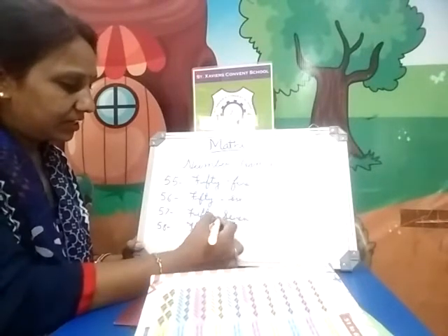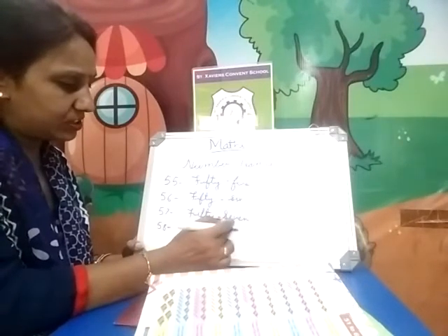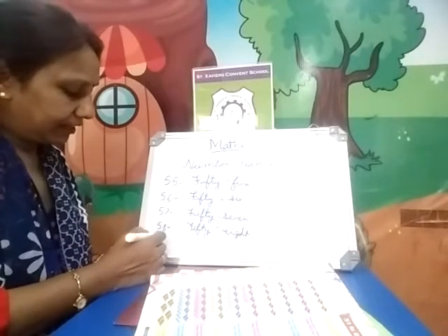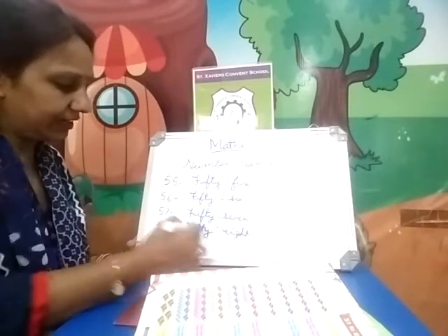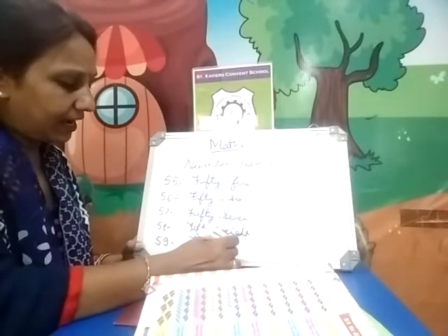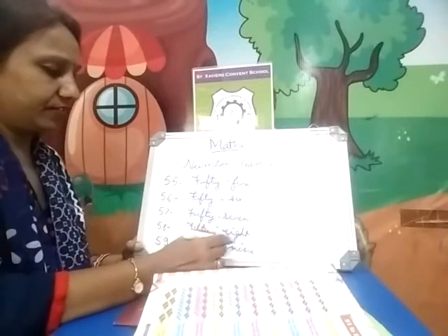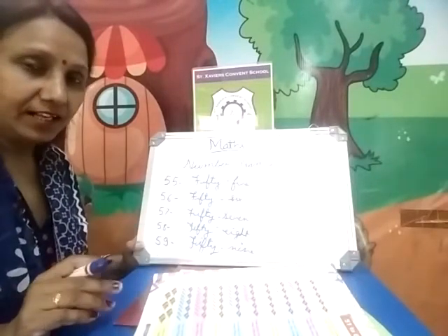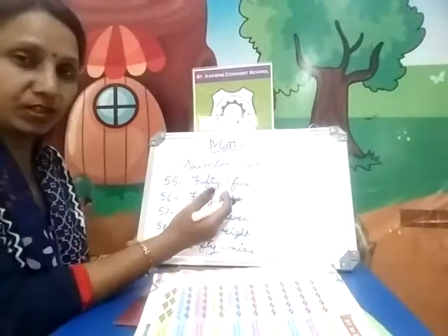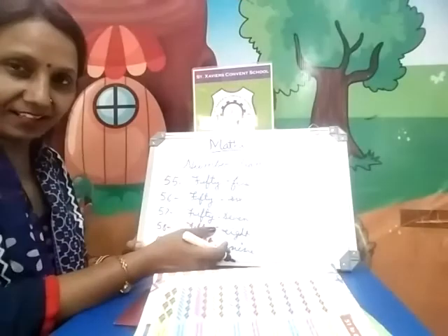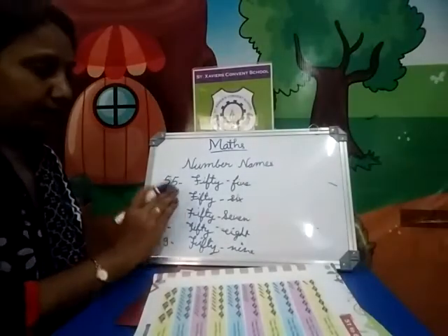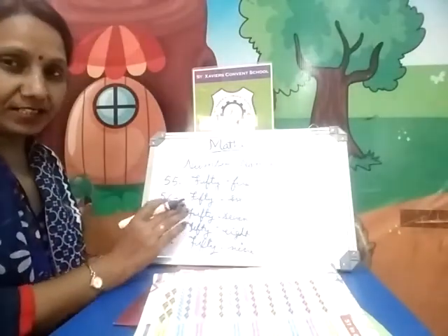F-I-F-T-Y 50, E-I-G-H-T 8, 58. Then after 58, what comes? 59. F-I-F-T-Y 50, N-I-N-E 9, 59. So what you saw till 59? That 50 one side you are writing and other side you are writing 1 2 3 4 5 6 7 8 9. So you have to do the same with 50 to 59.